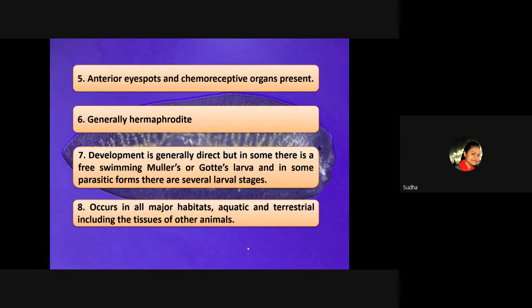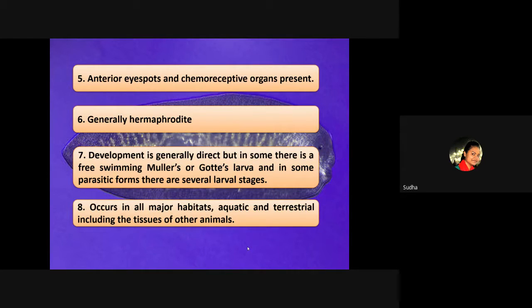The development is generally direct, but in some there is a free swimming Muller's or Goette's larva, and in some parasitic forms there are several larval stages. Like in Fasciola hepatica, we will see there are numerous larval stages. We will learn about them later: Miracidium, Sporocyst, Redia, Cercaria larva. But in some, there are not many larval stages. They also have simple development.